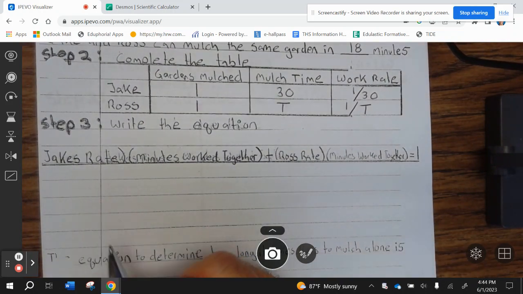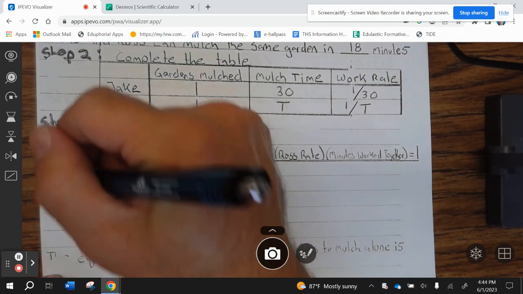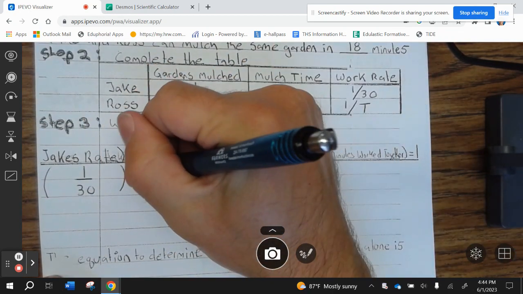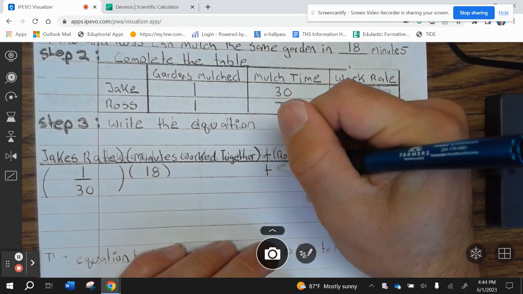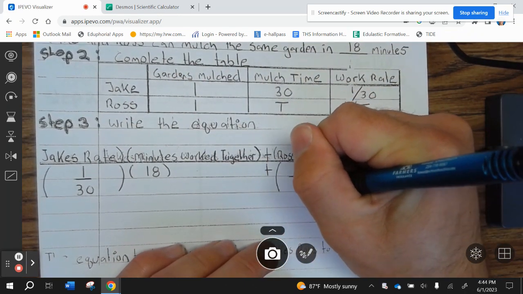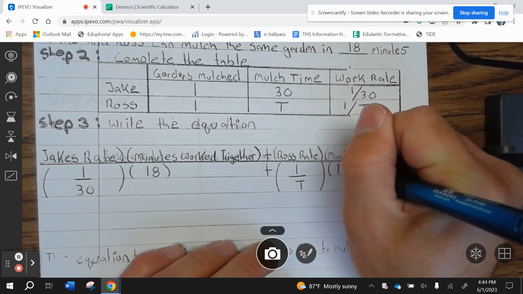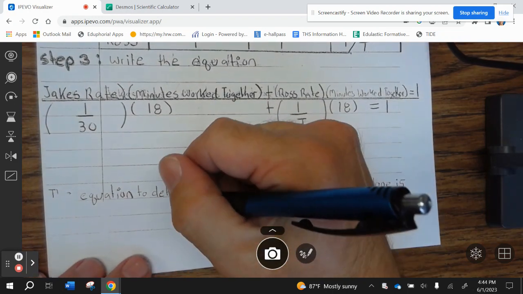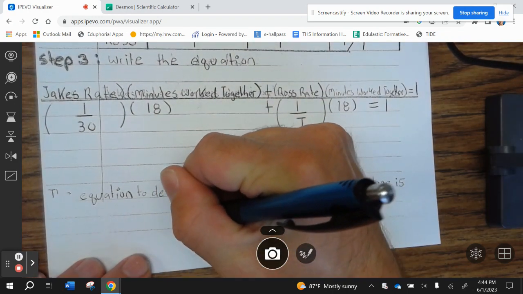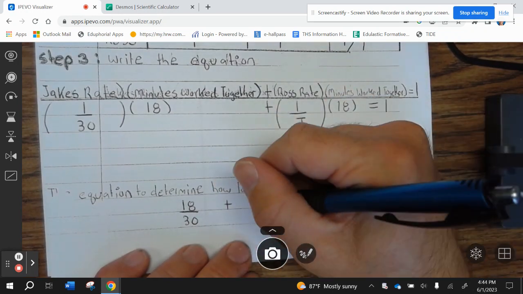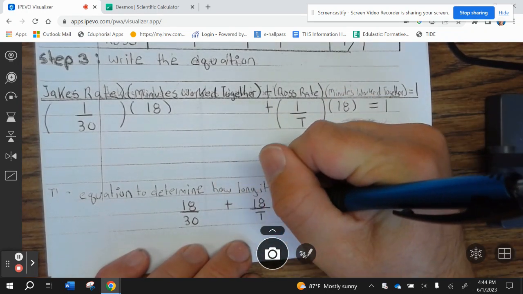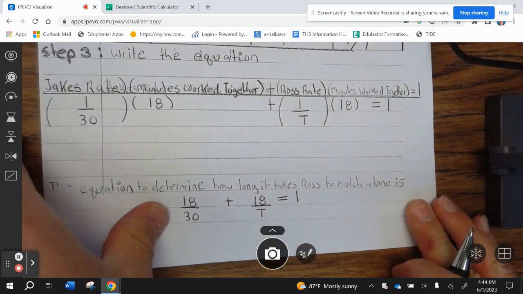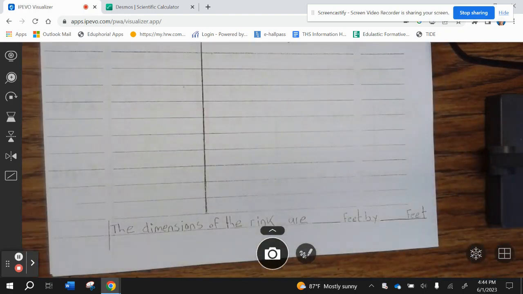So Jake's rate, which is 1 divided by 30, times minutes worked together, 18, plus Ross's rate, 1 divided by t, times 18 together, equals 1. So the equation is 18 divided by 30 plus 18 divided by t equals 1. Go and finish up example 2. Let's take a look at example 3.